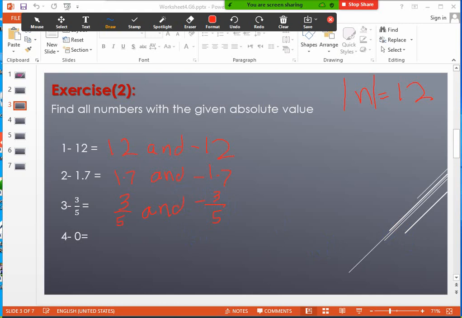Now, Jana Farid, what are the numbers whose absolute value is 0? Yes, only 0. I don't have another number. Thank you, Jenna. Because I don't have positive 0 or negative 0. I have only one 0. So that's why the number is only 0. Okay, girls, now if you finish, please type 1 in the chat just one time.